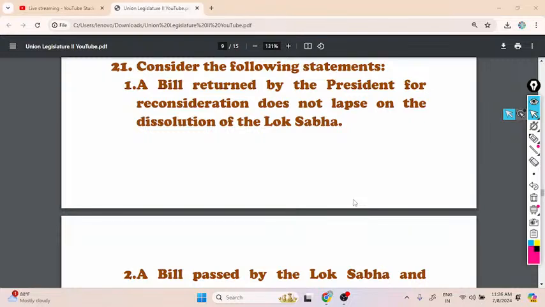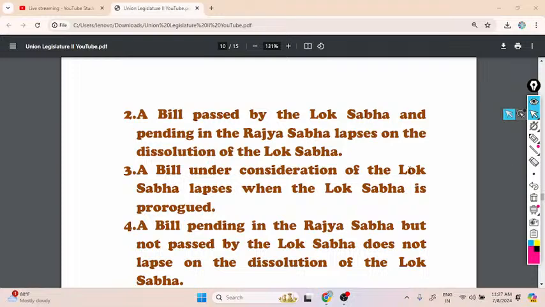So consider the following statements. Bill returned, it is possible. It is right. Option 1 is correct. Look at option 2: a bill passed by the Lok Sabha and pending in the Rajya Sabha lapses on the dissolution. Yes. Because Rajya Sabha may send back the bill to the Lok Sabha if any amendment is done by it, but that exact Lok Sabha is not there because it is dissolved. Therefore, the bill also lapses.